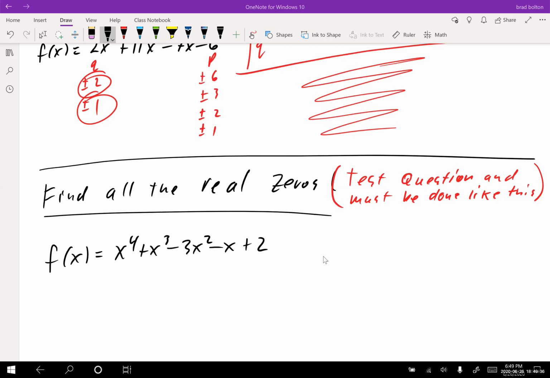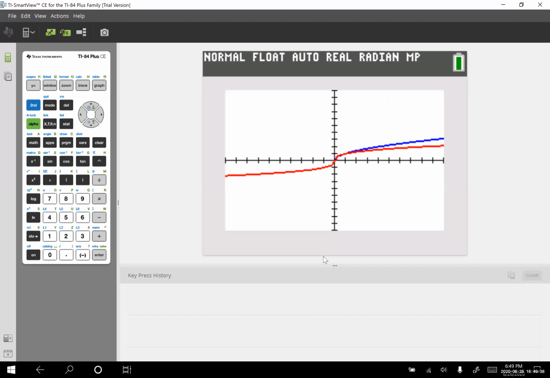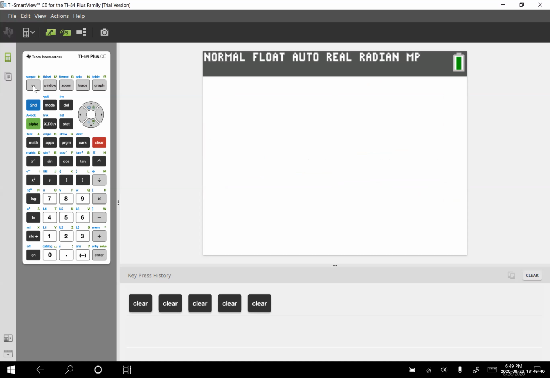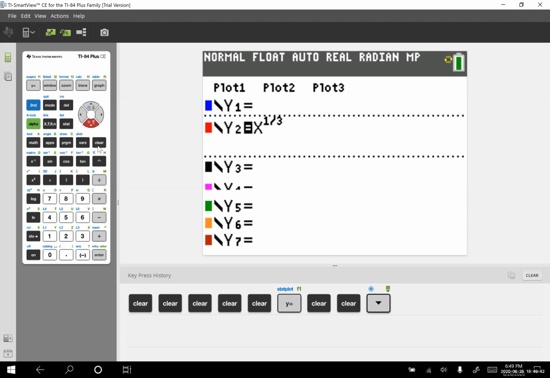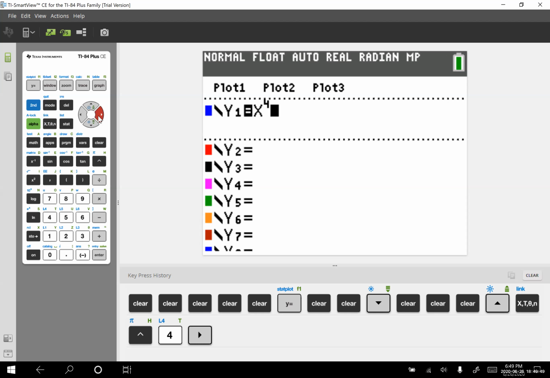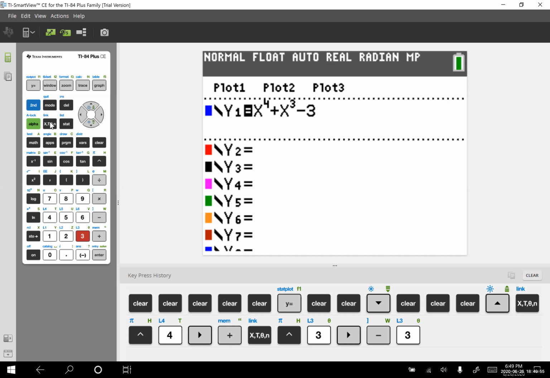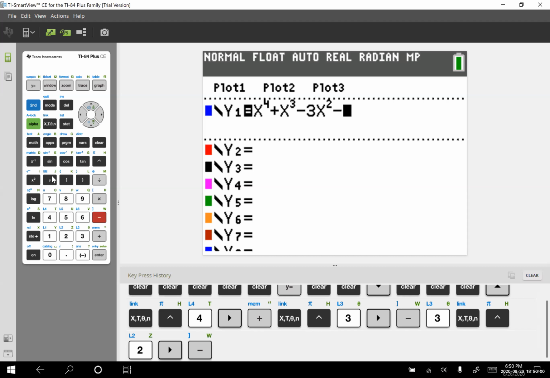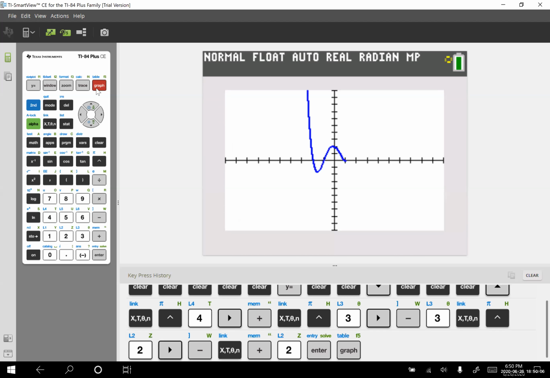Let's see what happens. And now I'm going to enter in my calculator x to the fourth plus x cubed minus 3x squared minus x plus 2. And now I'm going to graph it.